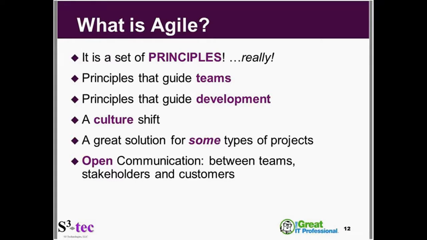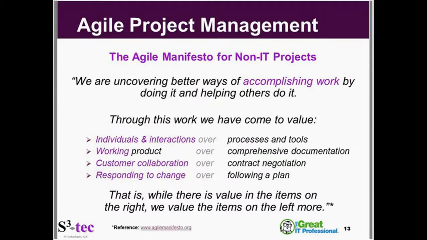Speaking of open communications, that is part of Agile. It's a big part of it. It means open communication between teams, stakeholders, and customers. When we talk about Agile project management, it's really difficult to talk about it without bringing up the Agile Manifesto. What I've done here is edit the Agile Manifesto a little bit for non-IT projects, because I don't want people to just think Agile is used for software development and IT. The only part I really edited is in the second bullet. Instead of working software, I wrote working product. And pretty much that's it.